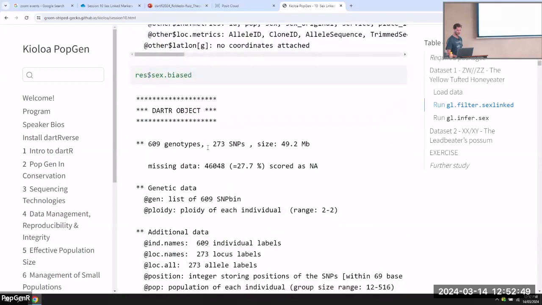between those. And we also found some sex-biased markers, so the ones that have a difference in call rate between males and females due to coverage.